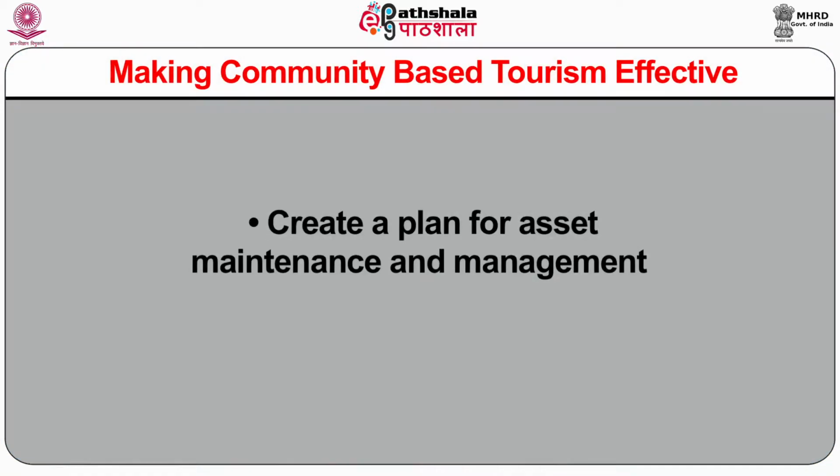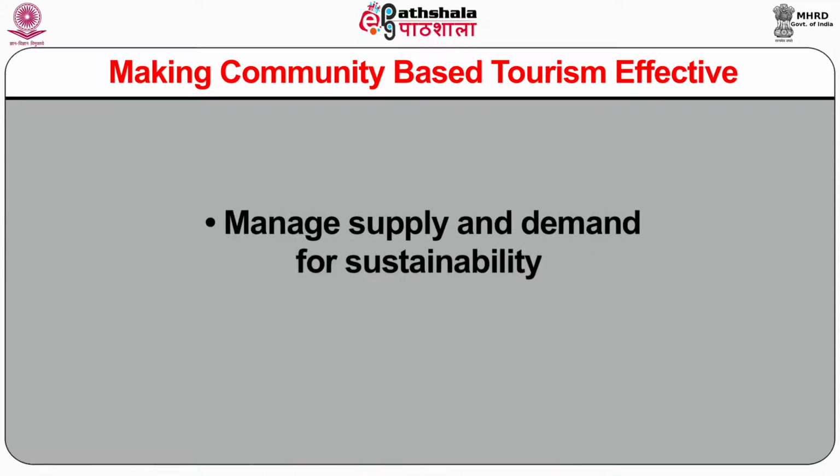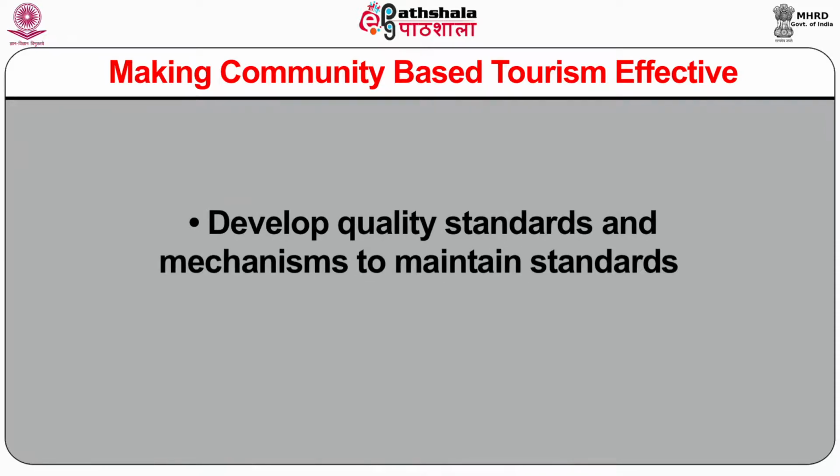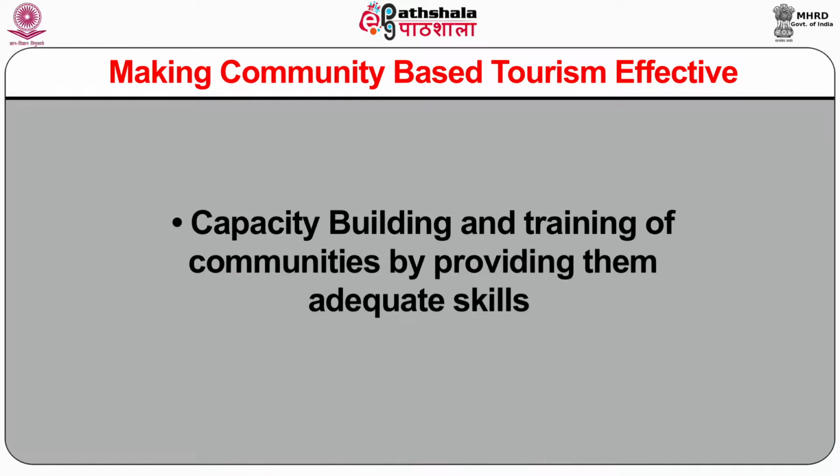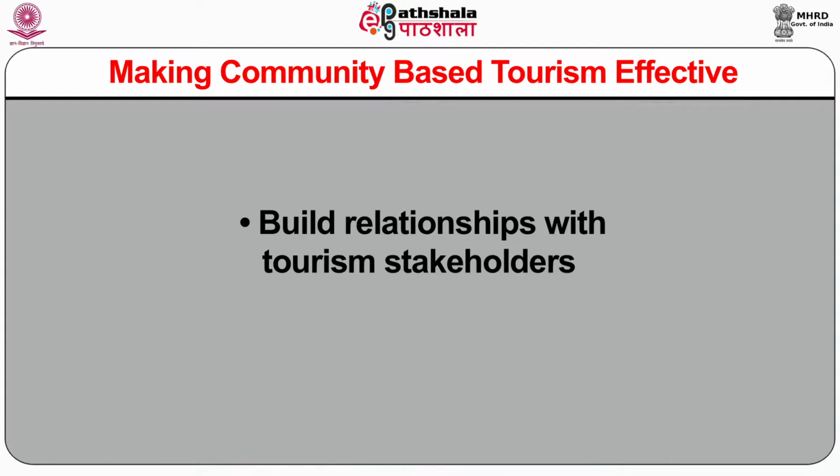Identify appropriate funding resources. Develop mechanisms to ensure equitable sharing of benefits. Then create a plan for asset maintenance and management to manage supply and demand for sustainability in the concerned area. Develop quality standards and mechanisms to maintain standards within the community for community-based tourism. Build capacity and train communities by providing them adequate skill-based learning. The next one is to manage the change process and develop a proper leadership team. Develop a proper marketing plan so as to attract international tourists at the destinations. Build relationships with tourism stakeholders for the smoother and proper functioning of the tourism.